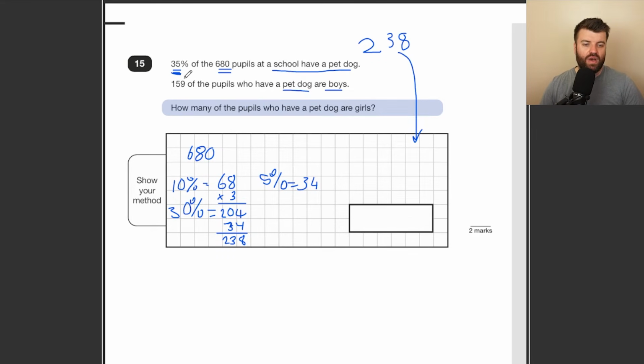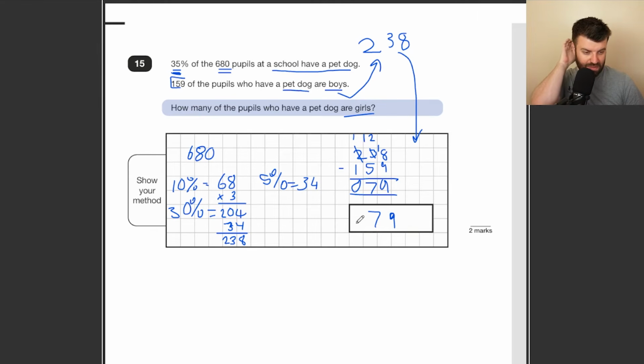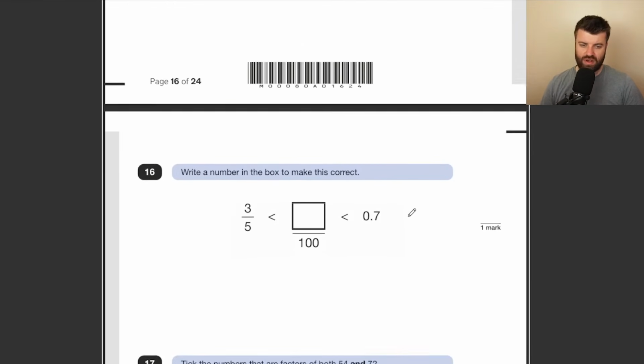So let's keep going. 159 of the pupils are boys, of those who had a pet dog. So how many are girls? Well, we have to do 238, subtract 159, and see what we're left with. Whatever we're left with will be how many of those are girls. 8 take away 9, we can't do that, so we're going to exchange. 18 take away 9 is 9. 2 take away 5, again, we're going to have to exchange. 12 take away 5 is 7. 1 take away 1 is 0. 79 are girls. Now we've done both steps, we get 2 marks. Bob's your uncle.